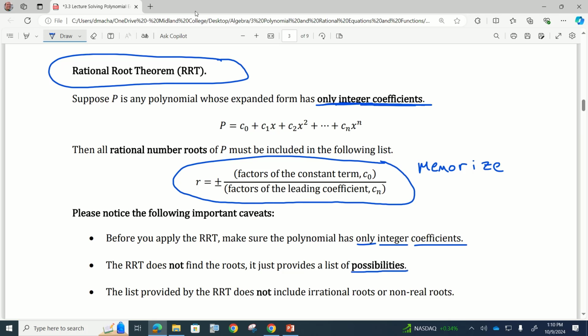And then the third bullet point says, that list that you make is only going to include rational numbers. If your polynomial has some roots that are irrational, or if your polynomial has some roots that are not real numbers, maybe they're imaginary numbers, then they're not going to show up on your list, even though it's a root of your polynomial. Okay? It might be more clear here in a second whenever we do some examples.